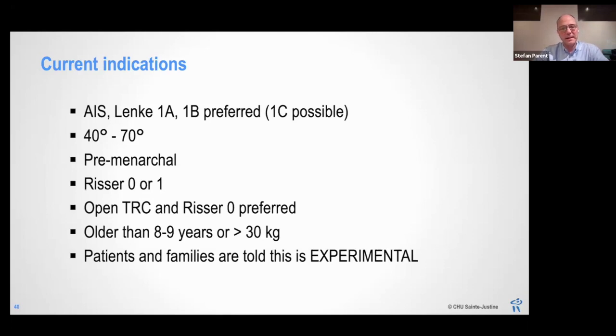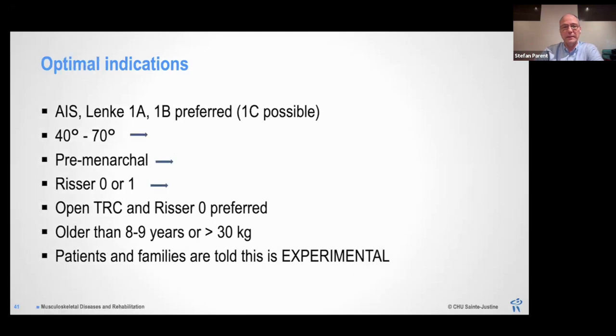Premenarchal, I really think that this is a growth guided procedure, so not something that you do in mature patients. I prefer to have open triads and Risser zeros or Sanders 2 or 3, and then older than 8 to 9 years old and over 30 kilograms, because smaller than this, it gets a little bit more tricky to do the surgery. But I still tell my patients that this is experimental.